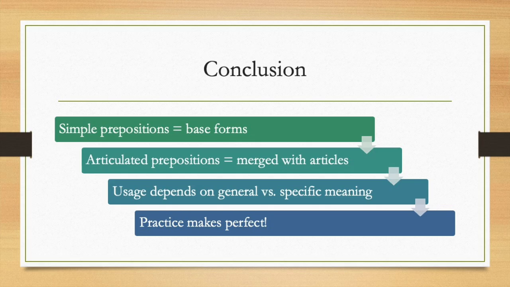To sum up, simple prepositions are the base words, and articulated ones appear when they combine with articles. The choice between them often depends on whether you're speaking generally or specifically. The best way to master them is to notice how they're used in real contexts.